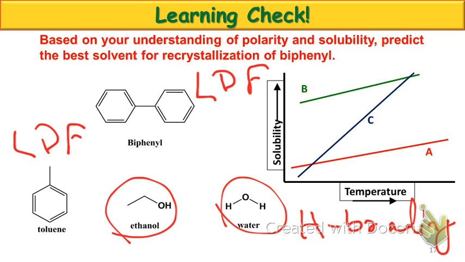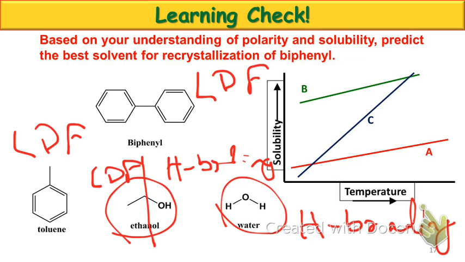There's your answer. If we take a look at ethanol, we've got two parts of it. One half is our LDF. The other half is our hydrogen bonding. What does the hydrogen bonding side do to our solubility? Increase or decrease solubility? Decreases it. So the hydrogen bonding prevents biphenyl from dissolving. What does the LDF side do? It helps it dissolve. So by changing the temperature, we're favoring one half of that molecule over the other. So when we're picking an ideal recrystallization solvent, it kind of needs to have a mix of both.